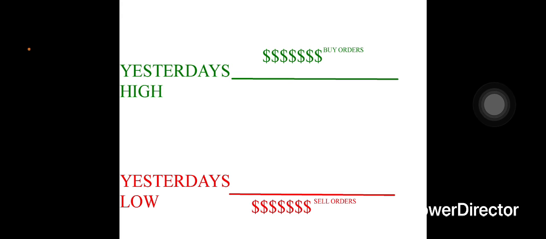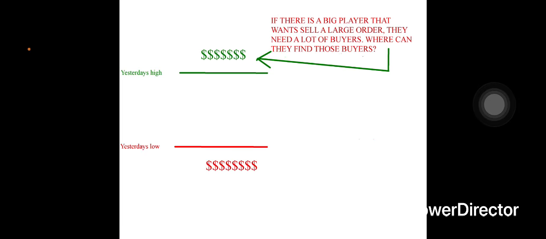So above the previous day's high, there are buy orders there. There is liquidity there waiting to be absorbed into this market, okay? Below the lows, there are sell orders there. Again, liquidity waiting to be absorbed into this market. So imagine there's a big player that wants to sell a large order. If they're selling, they need buyers on the other side of this market. Where are they going to find a lot of buyers? They're going to find those buy orders above the previous day's high.